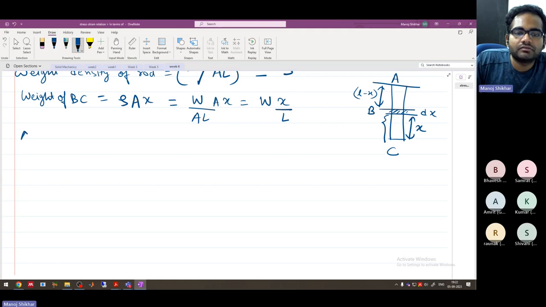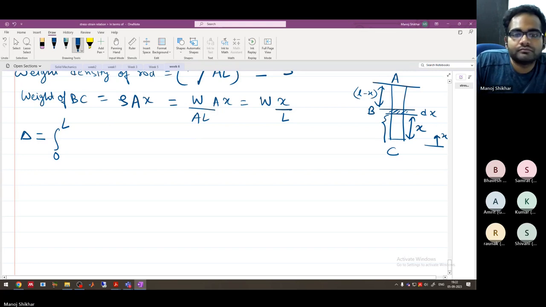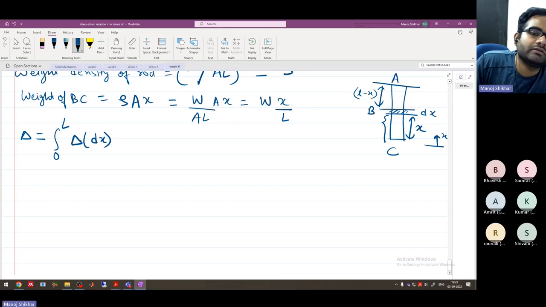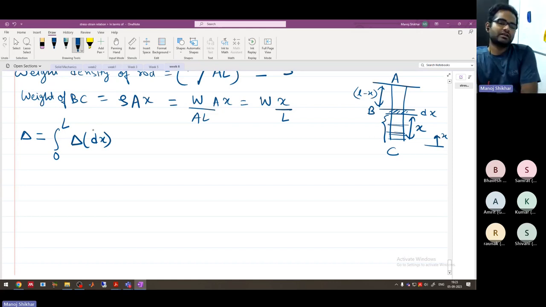So what will be the total elongation? It will be from 0 to L, where our X is like this. So what we are doing is basically summing the deflection of all the small dx. Suppose we had some portion here or here, whatever deflection they had, we are summing that. In maths, we know that we can replace that sum by integration if the dx are very small. So the same thing is written here.